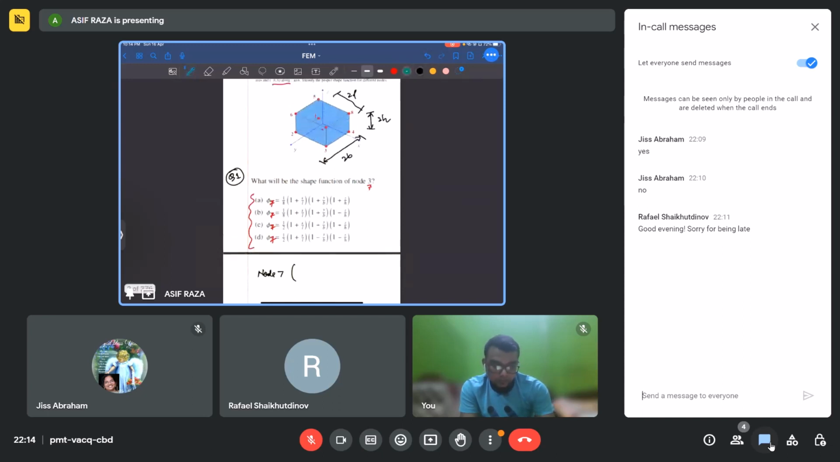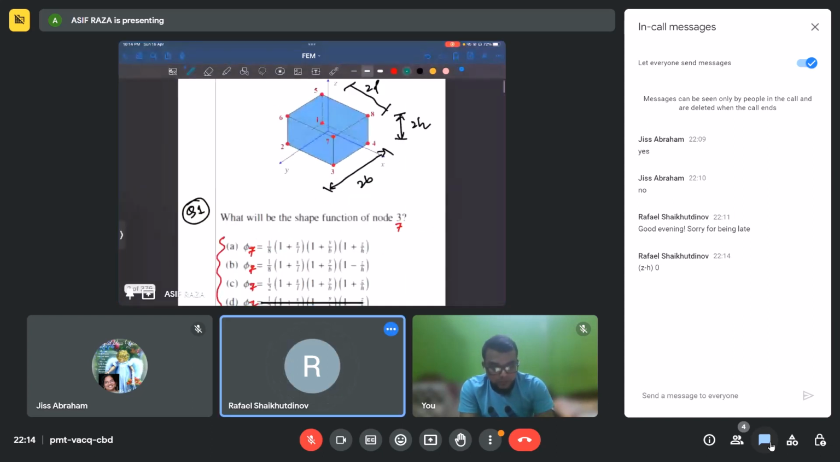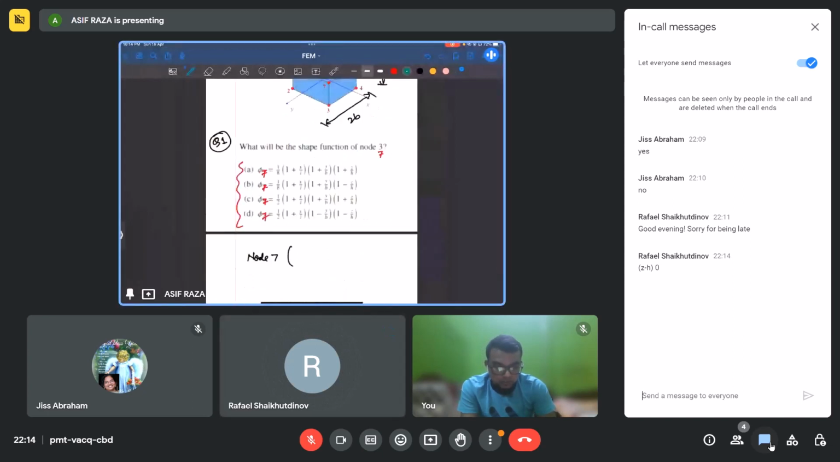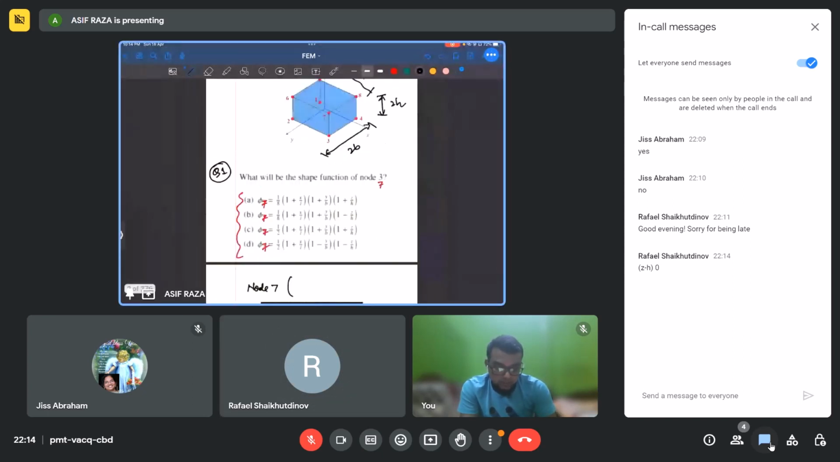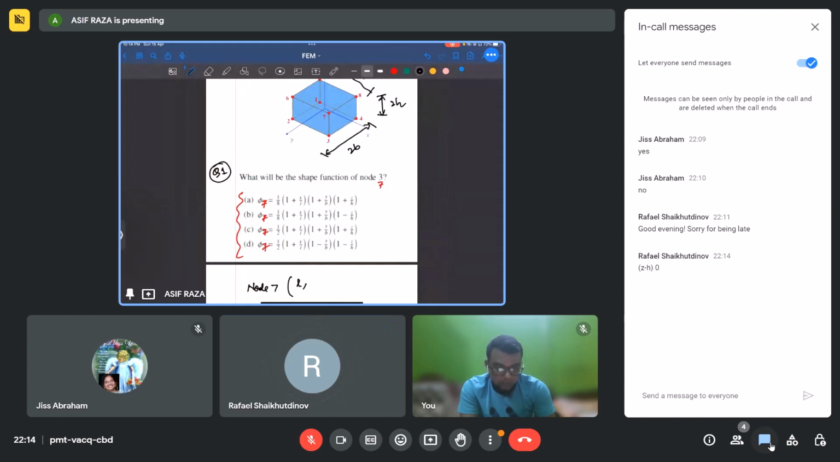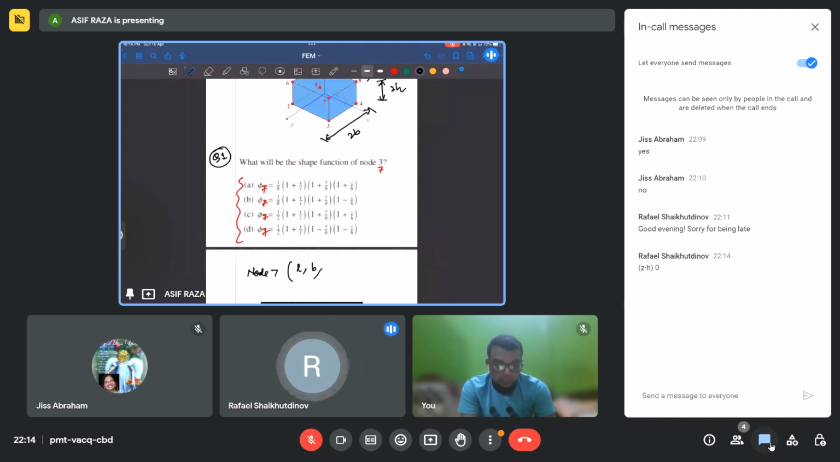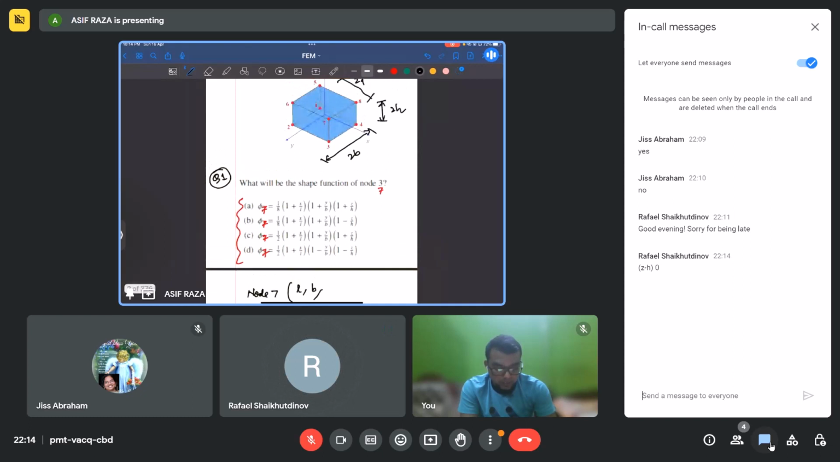What will be the x coordinate? It's on the positive side of the x-axis, right? It's visible to you all, right? Yes. Okay. So what will be the coordinate of node 7? It will be L on the positive side, then B for y, and H for z. So the coordinates are L, B, H.